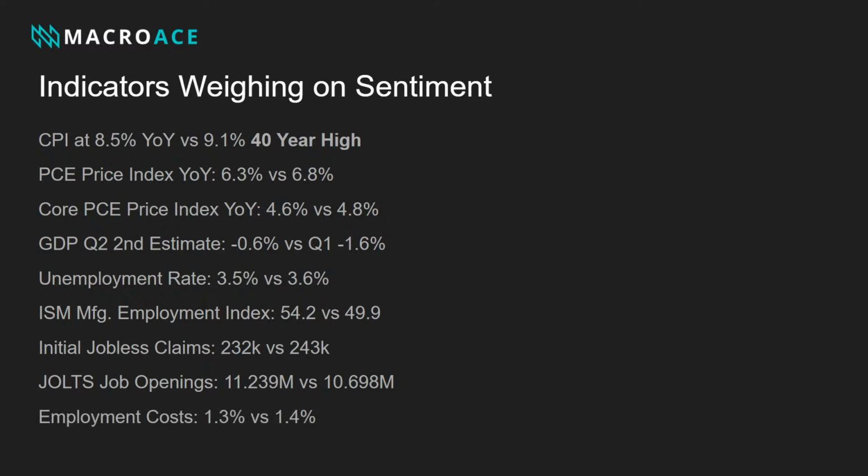So employment cost, what we had at the end of July, was at 1.3% versus prior 1.4%.